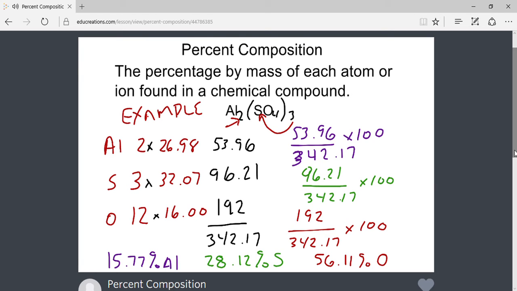Our formula mass reveals the percentages: 15.77% aluminum, 28.12% sulfur, and 56.11% oxygen. This simple procedure can be applied to the formula for any compound to determine the percent composition of the elements or ions that make up a chemical compound.